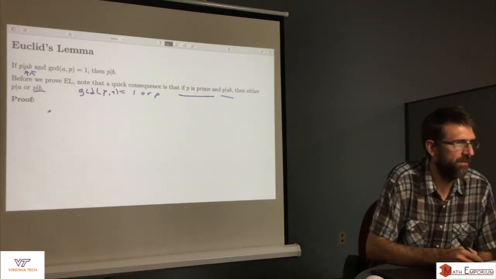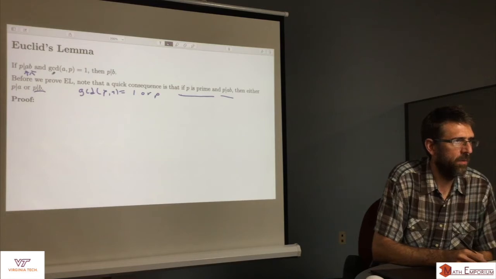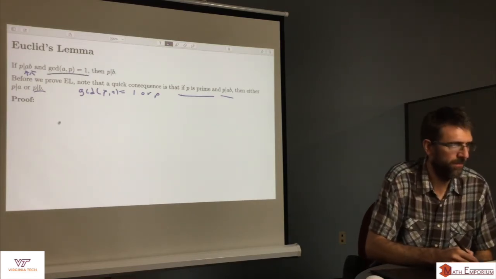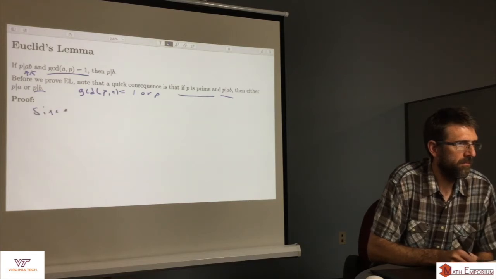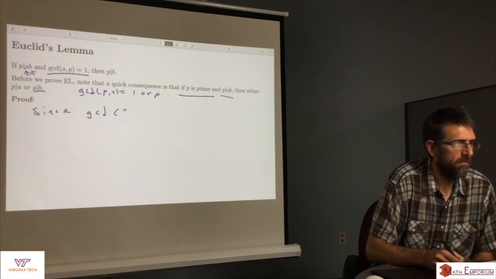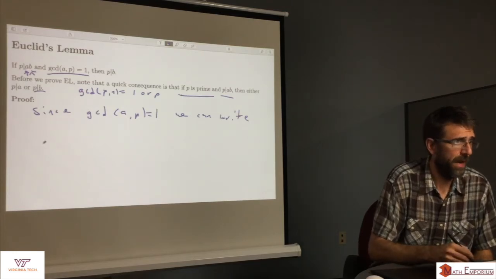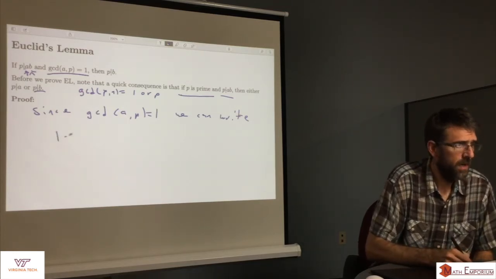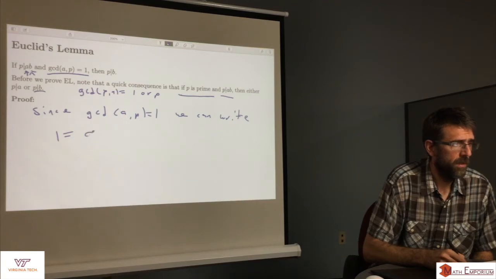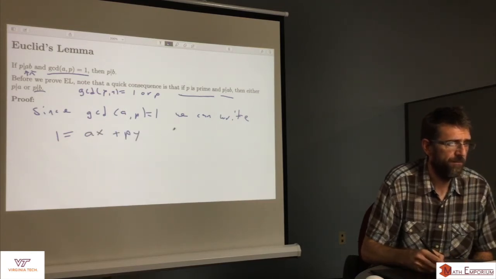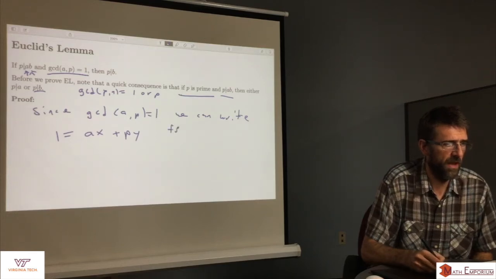Okay, so to prove this, again, here we're just assuming that GCD of a and p is equal to 1. So by the extended Euclidean algorithm, we can write 1 is equal to ax plus py, for some integers x and y.